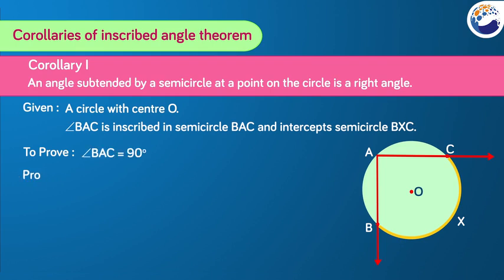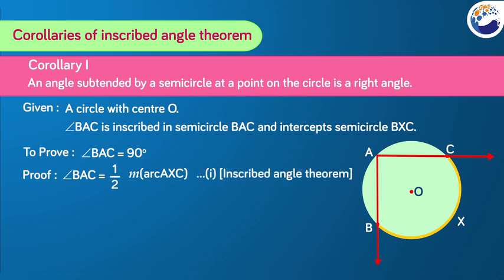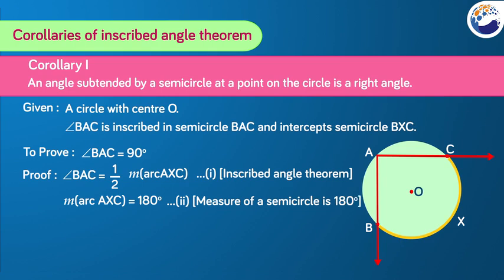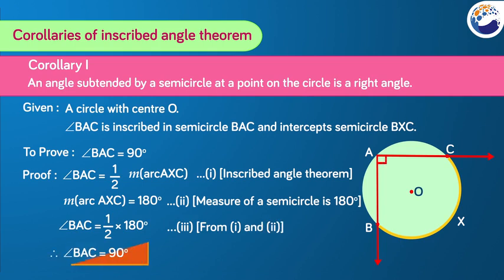Proof. Angle BAC is equal to half measure of arc AXC. Equation 1. Inscribed angle theorem. Measure of arc AXC is equal to 180 degree. Equation 2. Measure of a semicircle is 180 degree. Angle BAC is half into 180 degree. Equation 3. From equation 1 and 2, angle BAC is equal to 90 degree.